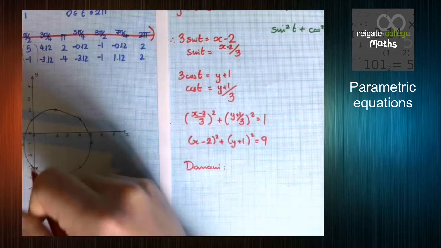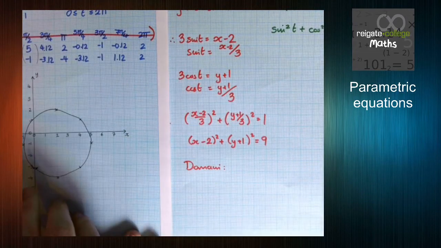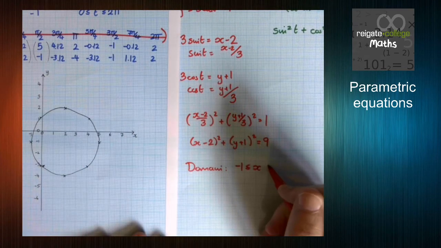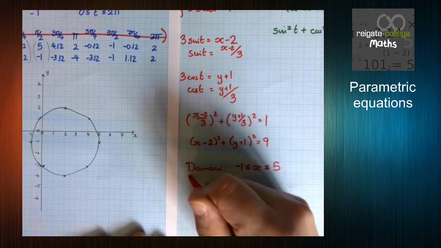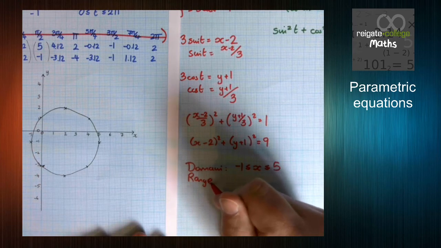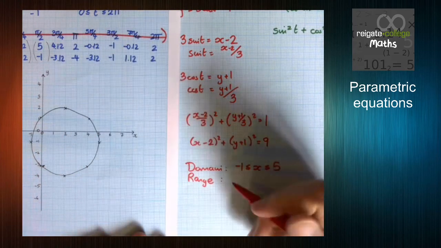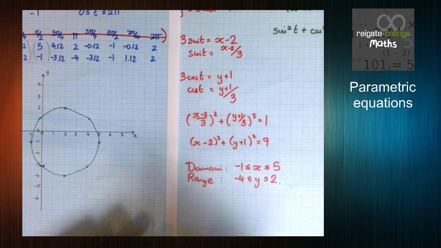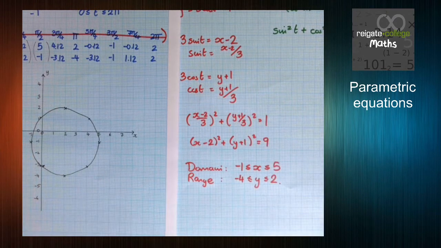So the domain, the x values, go from -1 to 5, and the range goes from -4 to 2. And we're done.